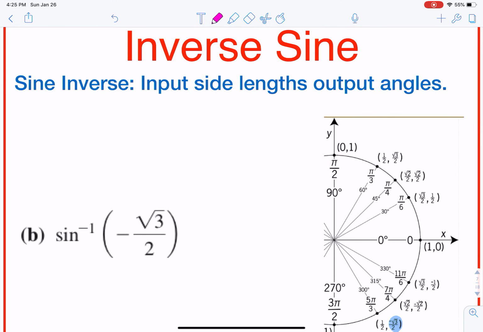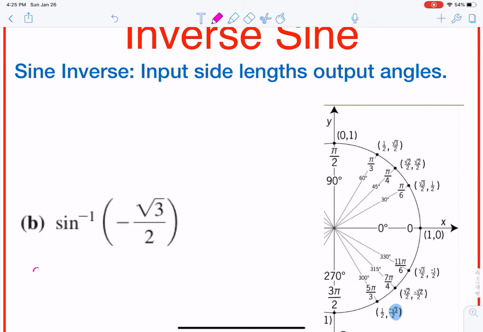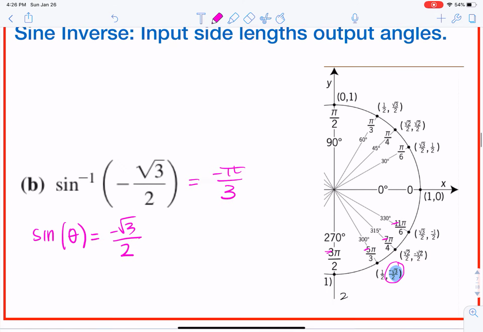So moving forward, let's take a look at another example here. This is the same as saying sine of some angle is negative square root of 3 over 2. So I'm looking here. Here's where my sine value is negative square root of 3 over 2, and this is going to be equal to negative pi over 3. Because remember, we're talking about negative pi over 2. These all become negative values, because we're restricting that original sine domain to create an inverse that is a function.